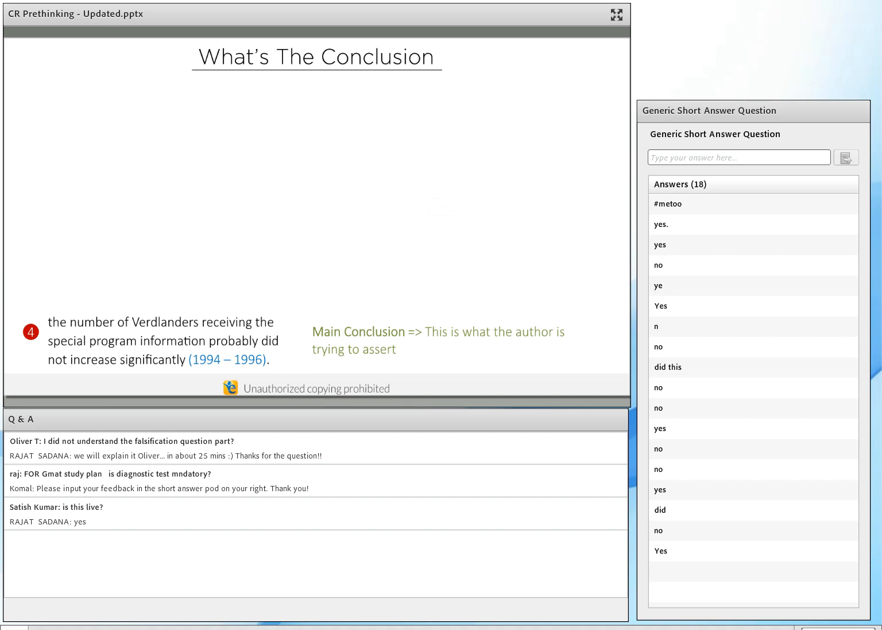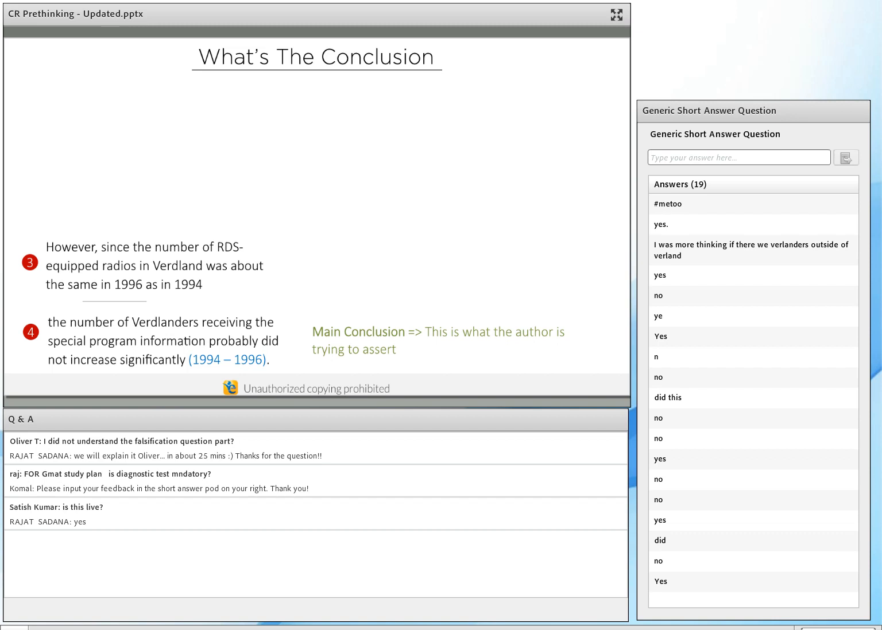Okay, let's see, why does the author really say that? Because this is what the author is trying to assert. So outside of Verland doesn't matter. Why? Because the question is about the number of Verlanders. It's not about the total number of people. The subject over here is the number of Verlanders. So there are two reasons why the author says this. One is the number of RDS equipped radios, which is the right kind of radios that can receive special program information, remain almost similar. And the second is that the number of transmitting stations went up from 250 to 600.